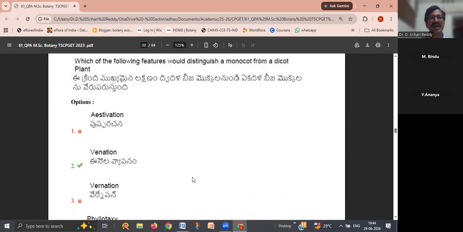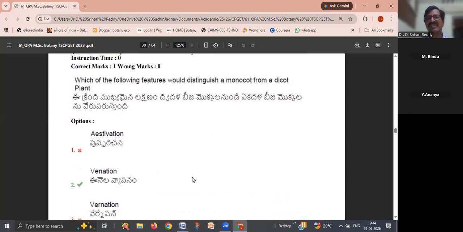And which of the following features would distinguish a monocot from a dicot plant? So to distinguish the monocot, it has a single cotyledon. And in monocots, parallel venation is present. These are the two important things.